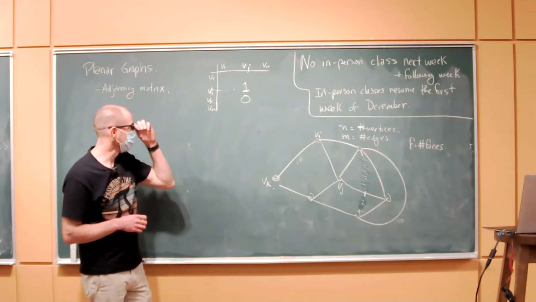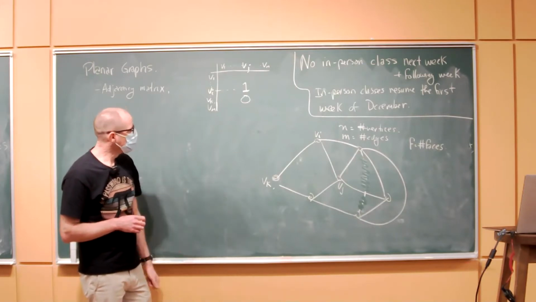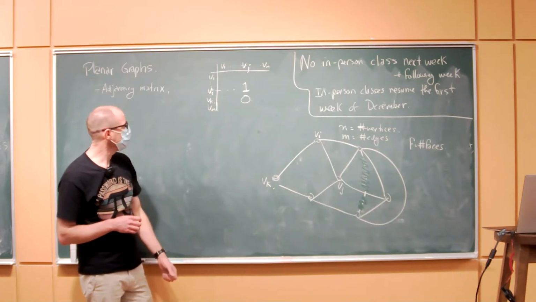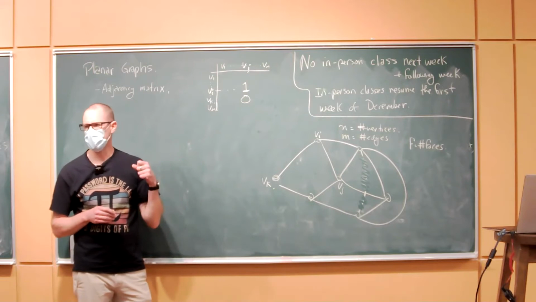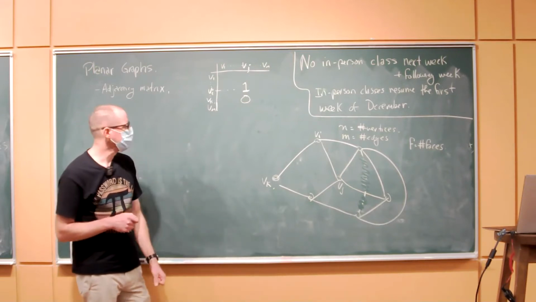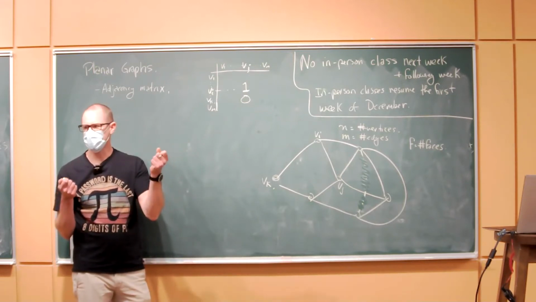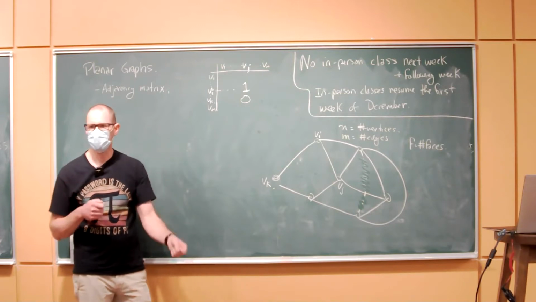So still quadratic. What's good about it, though, is if you give me Vi and Vj, or the indices i and j, then I can tell you in constant time whether or not there's an edge joining those two vertices.